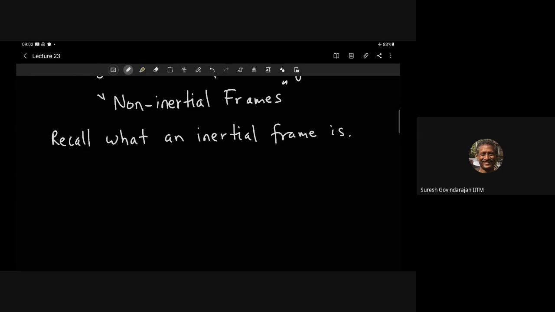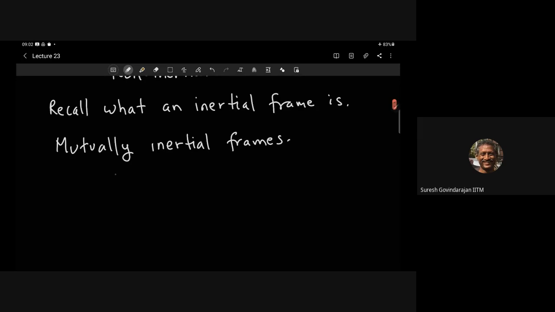So actually, I prefer not to talk of a single frame. So let us consider, instead, mutually inertial frames. Okay, so these are related to two observers, or equivalently two observers. So how did we work out how two inertial frames are related with each other?